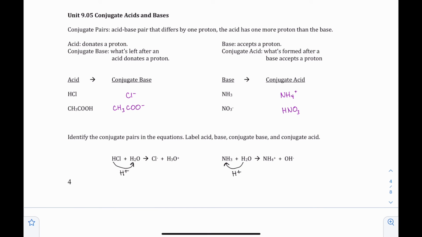The example on the bottom says to identify the conjugate pairs in the equations and label them. These are the same equations we used earlier. On the left, HCl donates a proton to H2O, so the HCl is the acid and H2O is the base. The conjugate base is what's left after the acid donates a proton. So when HCl donates H+, we're left with Cl-. And the conjugate acid is what's formed when the base accepts a proton. So when H2O accepts H+, it forms H3O+.